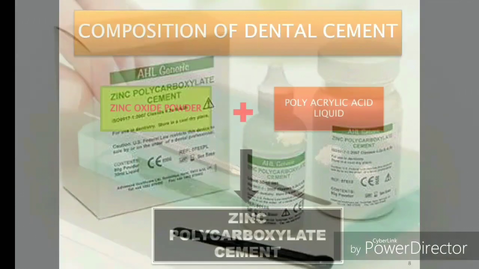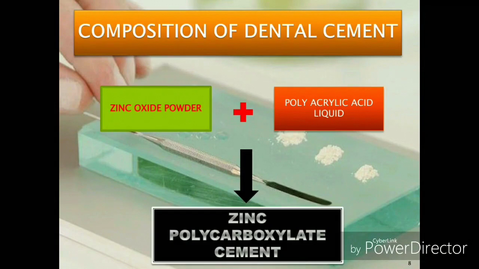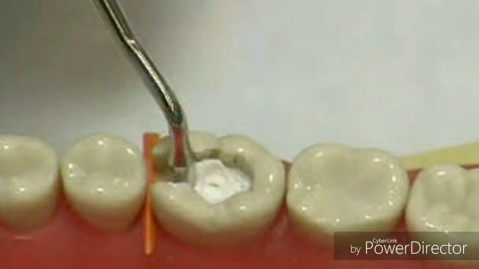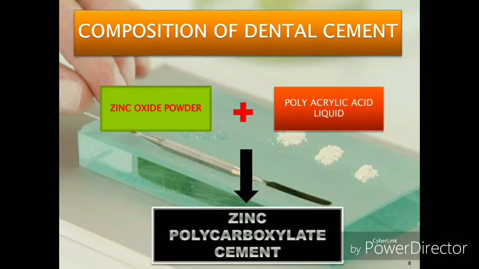This zinc polycarboxylate cement has a variety of applications. It can be used as a luting cement for base alloy restorations. It can be used as a thermal insulating base under direct metallic restorations. It can also be used for the cementation of orthodontic bands and of stainless steel pediatric crowns.